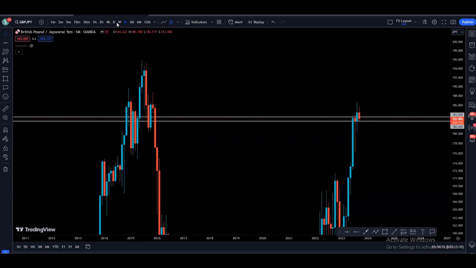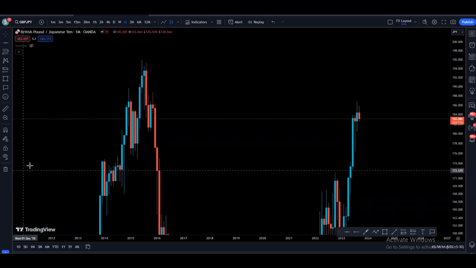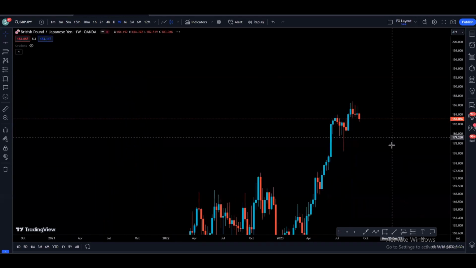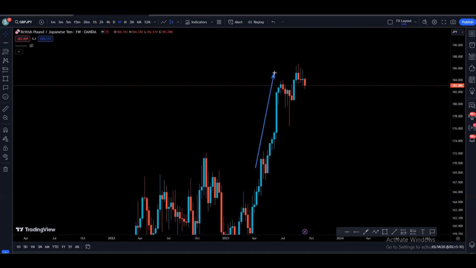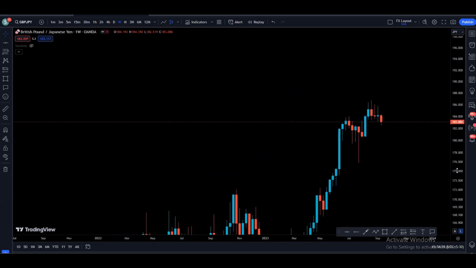Now let's talk about what is happening on the weekly time frame. The weekly time frame is bullish. As we can see, price is making higher highs and higher lows. So we created a high, a higher low, we broke the previous high and created a higher high. So we are making higher highs and higher lows. As we can see, price is very much bullish.